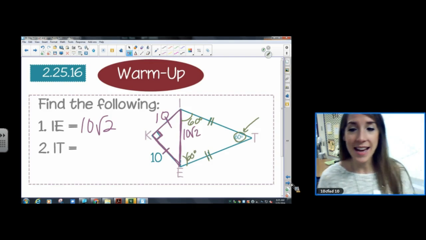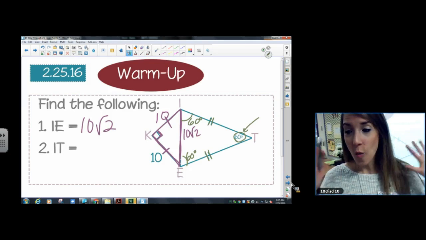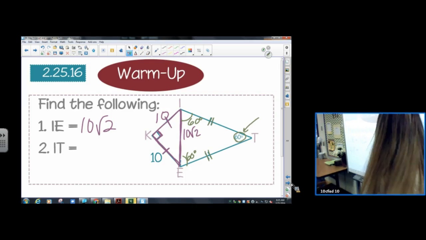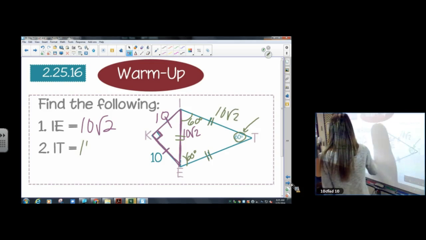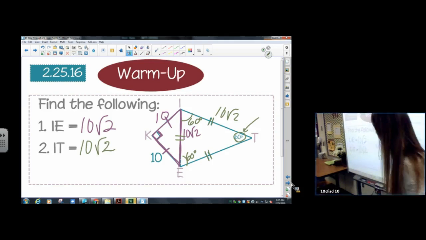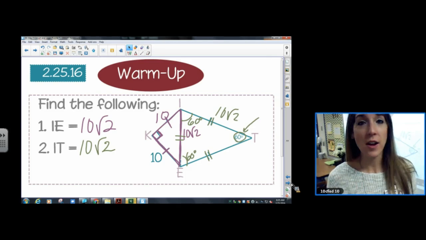It is an equilateral triangle. 60, 60, 60. Whoa, mind blown. So anyways, we don't have to do any math at all. Look at that. IT is automatically 10 root 2. Okay, you want to do it the other way, the way where I didn't notice that it was an equilateral triangle?